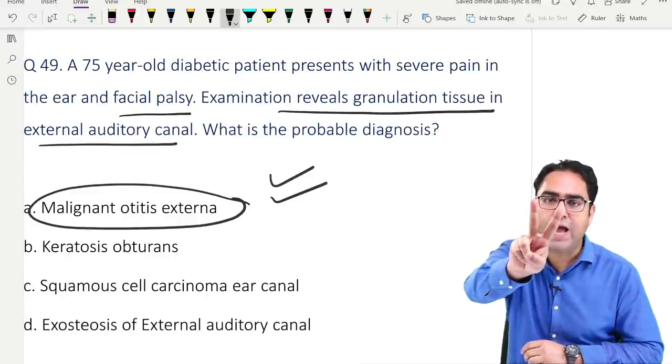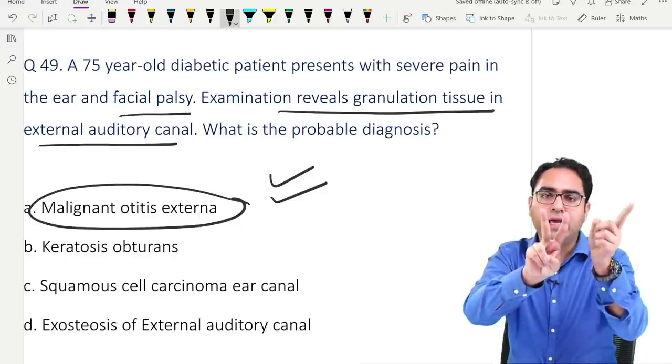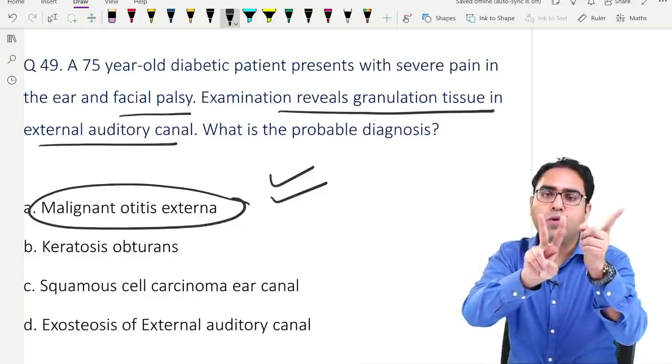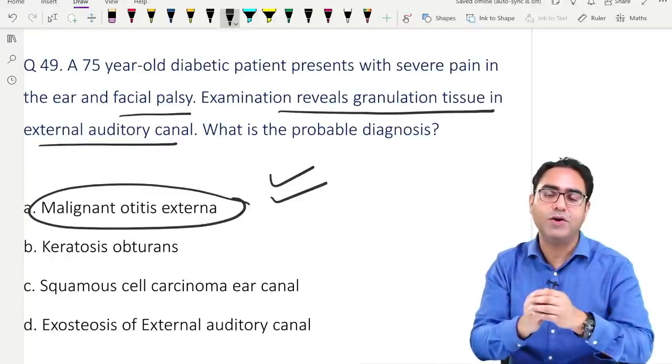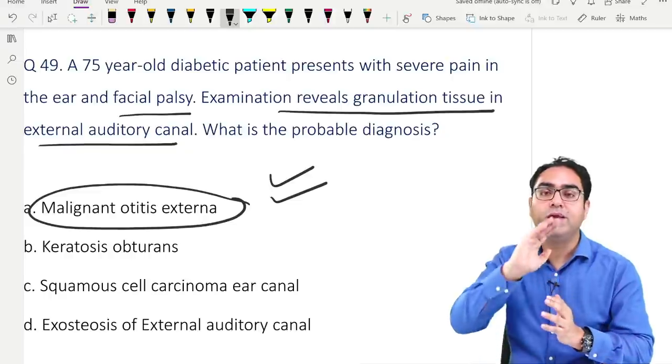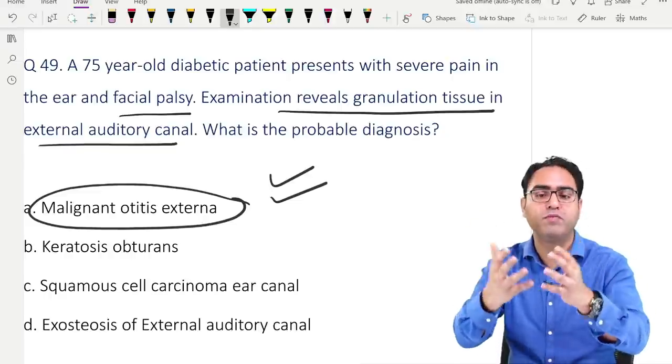ENT has got two questions on diabetes. Old diabetic ear question, the answer is malignant otitis externa. Young diabetic nose question is mucormycosis. I told you, mucormycosis is more common in young diabetic patients with a ketoacidosis profile.